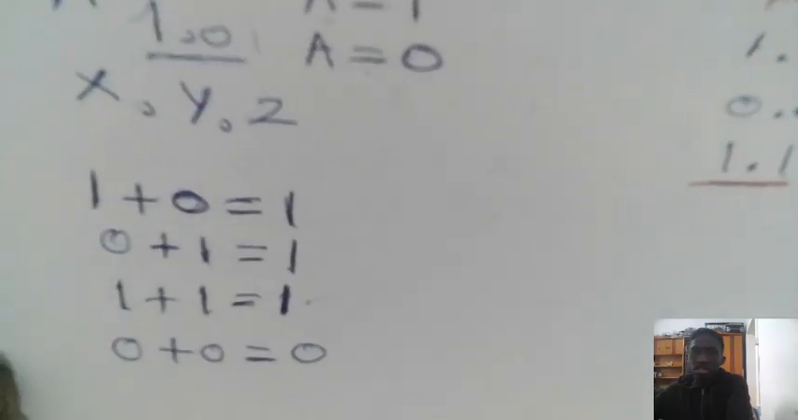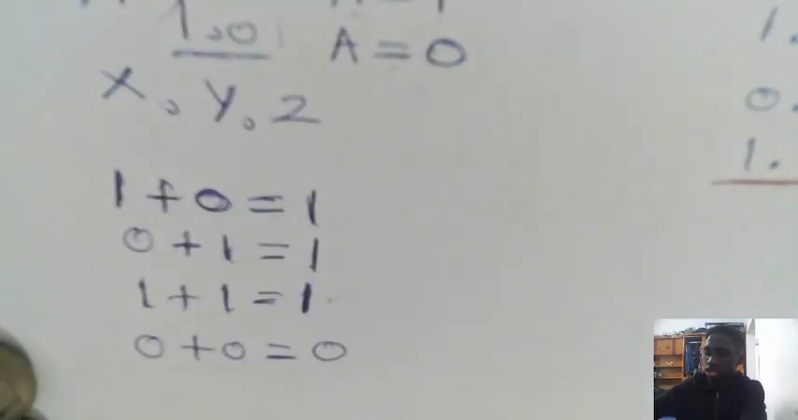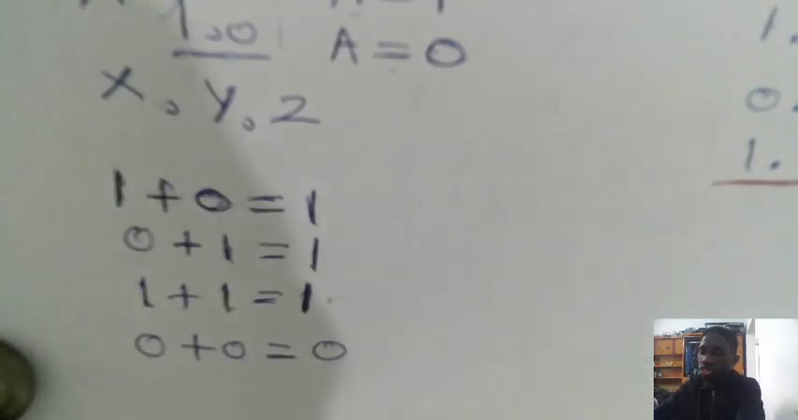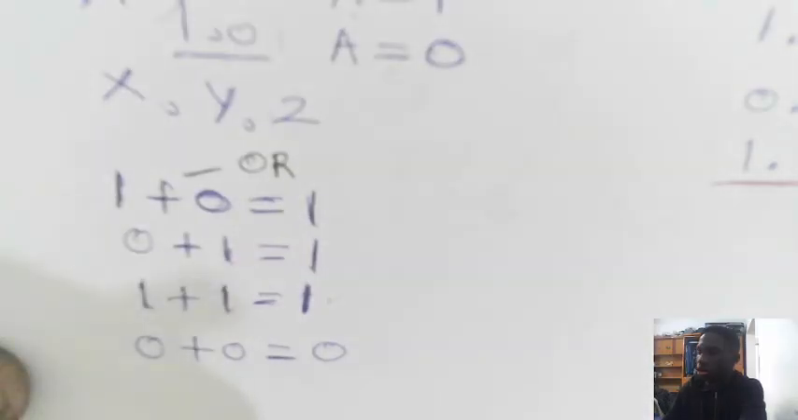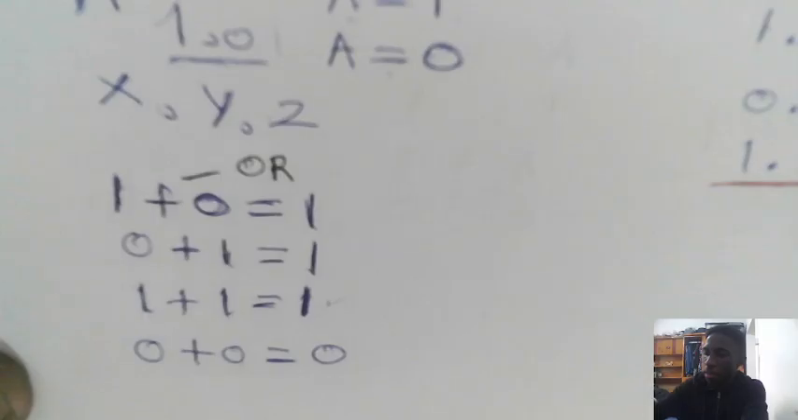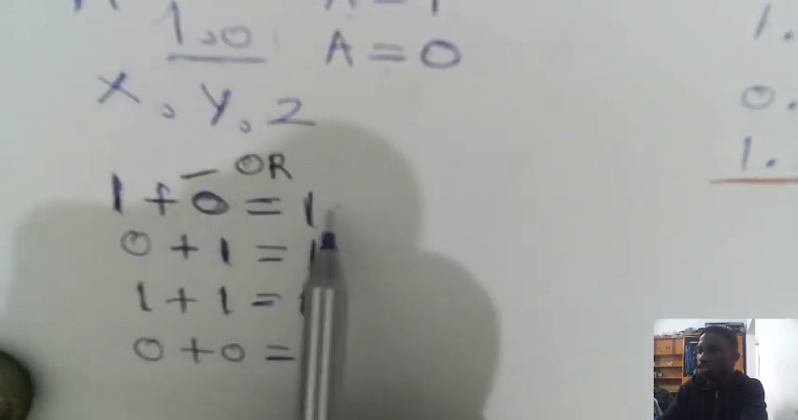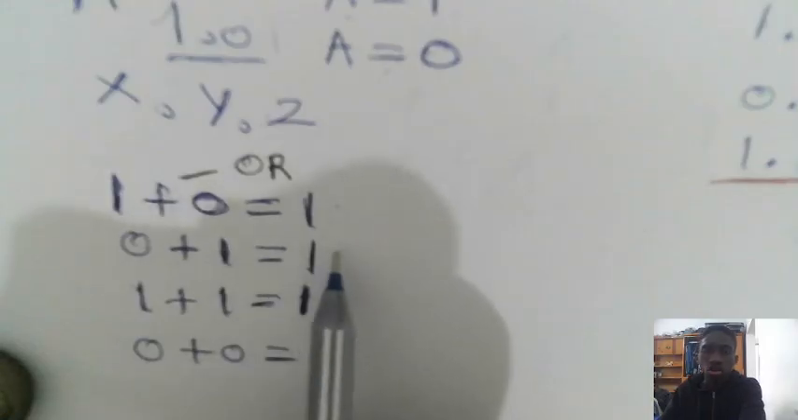We see an illustration. The plus there represents logic OR. So 1 or 0 is 1, 0 or 1 is 1. In these two cases, we have one of the inputs as 1. So 1 or 0 is 1, 0 or 1 is 1.